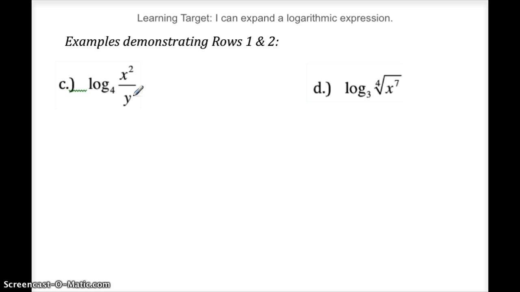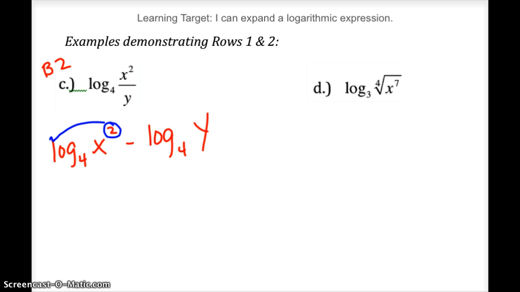This example matches up with B2. We've got division, so we know that we have to break up the two logs with subtraction. But one of our logs still has a power, so we're going to have to move that power out front. More specifically, this power of 2 is going to come down. So 2 log base 4 of x minus log base 4 of y. And that would be my final expansion.